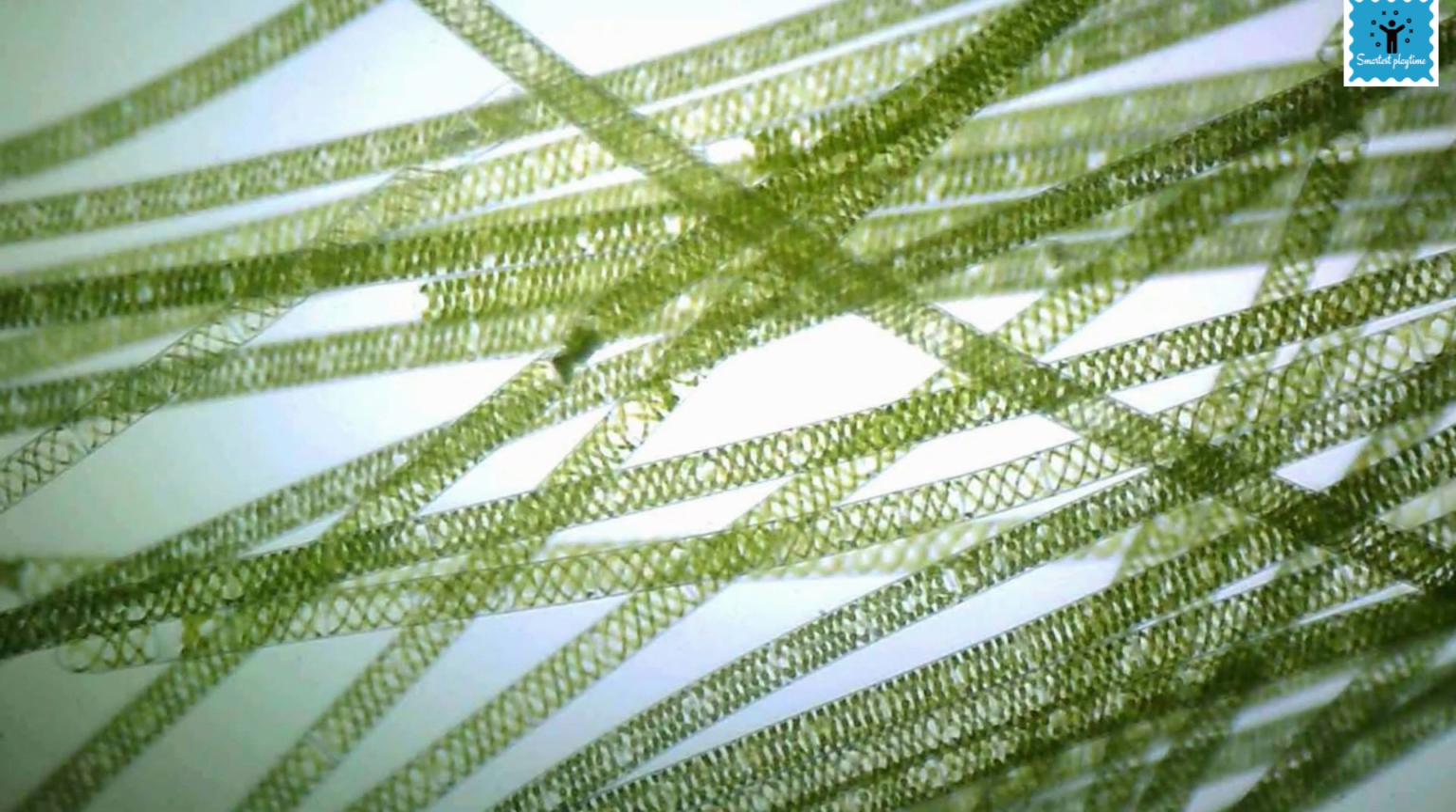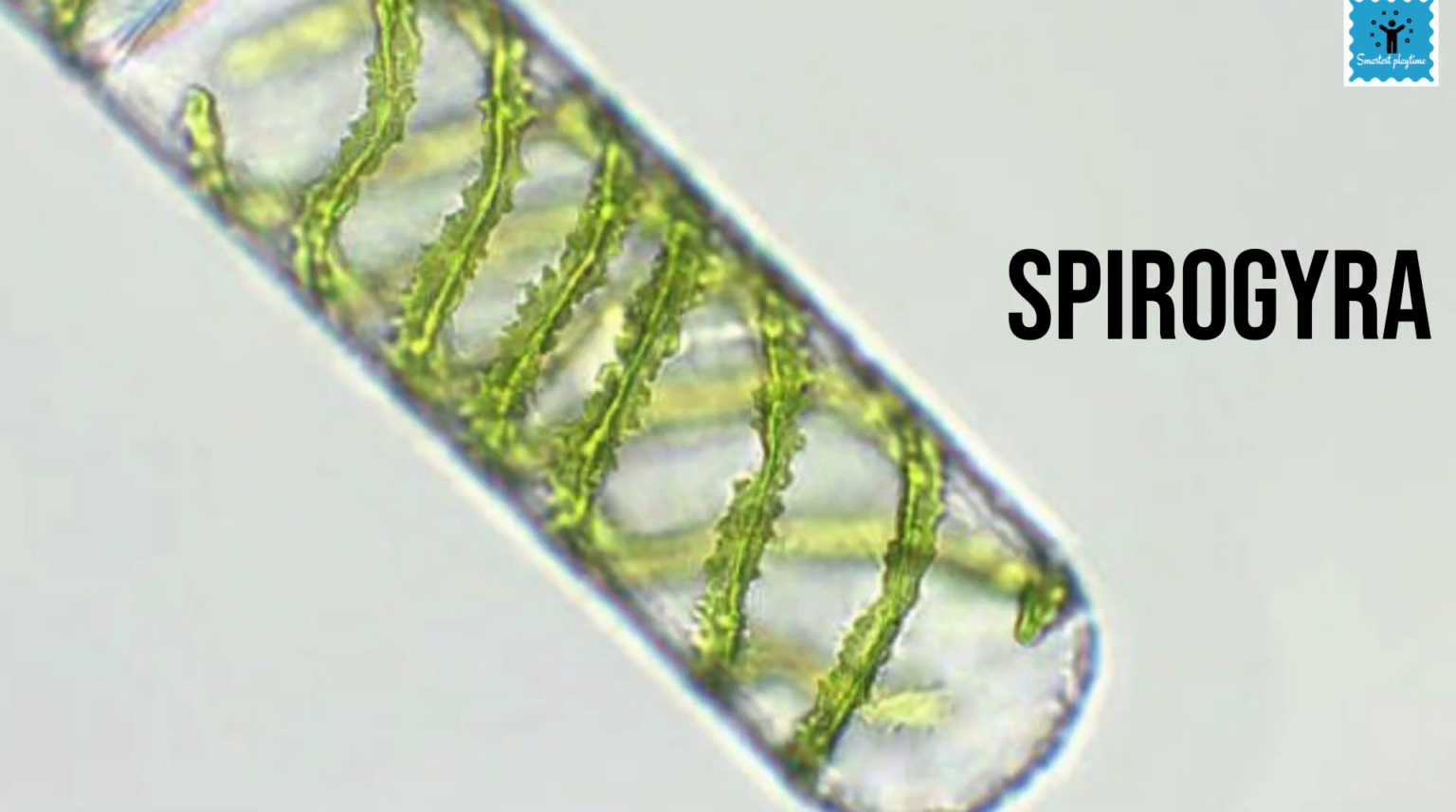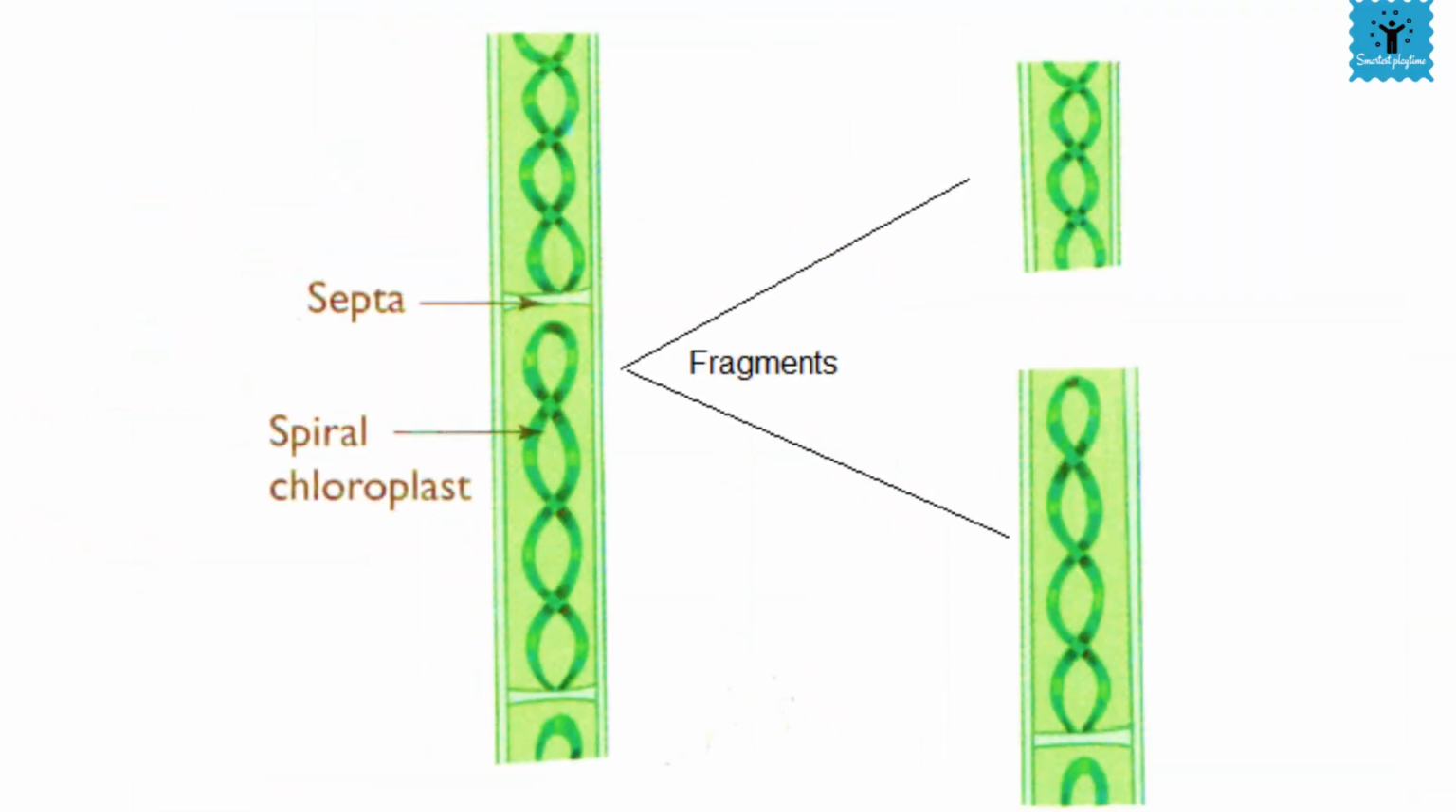Fragmentation is normally seen in multicellular organisms which have relatively simple body organization. Spirogyra has a filamentous body. It breaks up into two or more fragments. These fragments or pieces grow into new individuals.